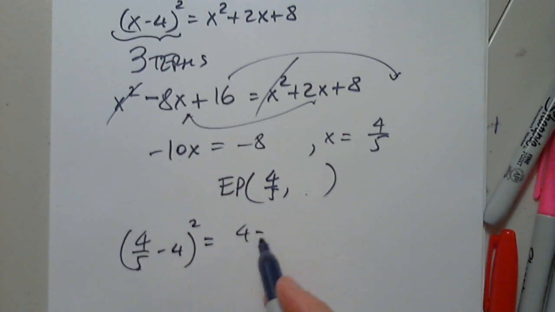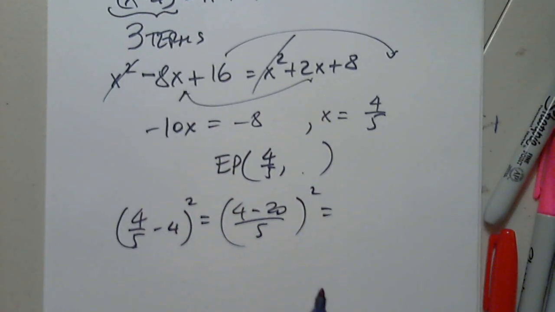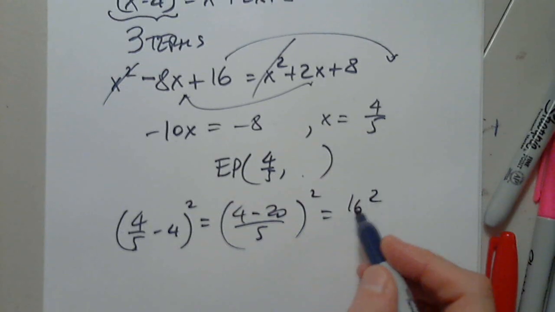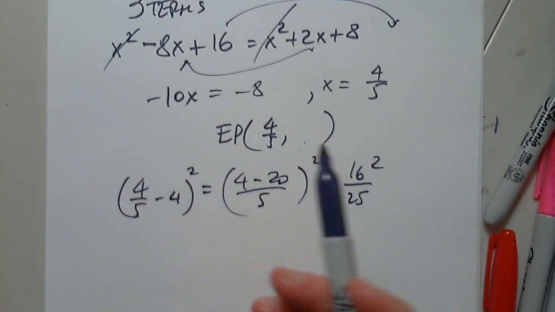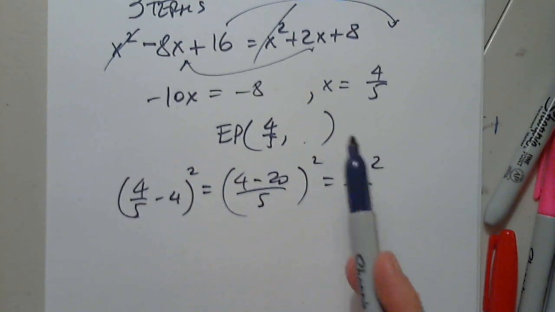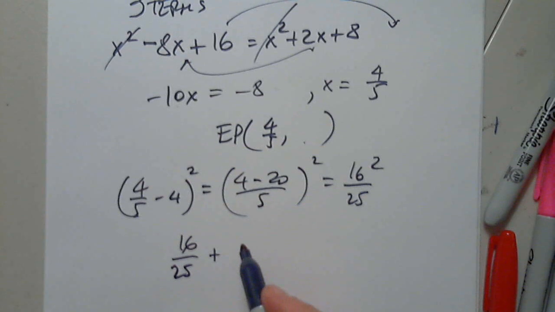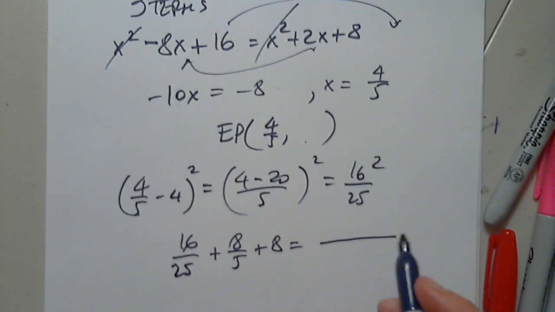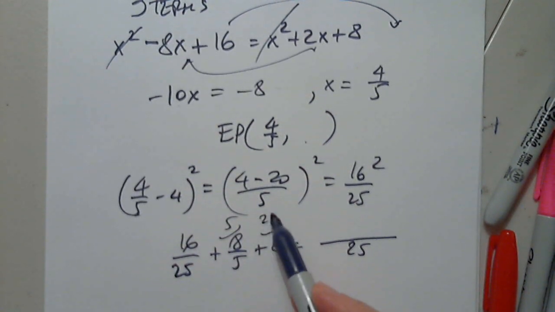4 minus 20 divided by 5, everything squared. And we have negative 16 over 5, or 16 squared over 25. And I want to check the other one just to make sure. I don't see any error, but let me just check the other one as well. So 16 over 25 plus 8 over 5 and plus 8. The least common denominator is 25. This needs a 5 and this needs a 25.